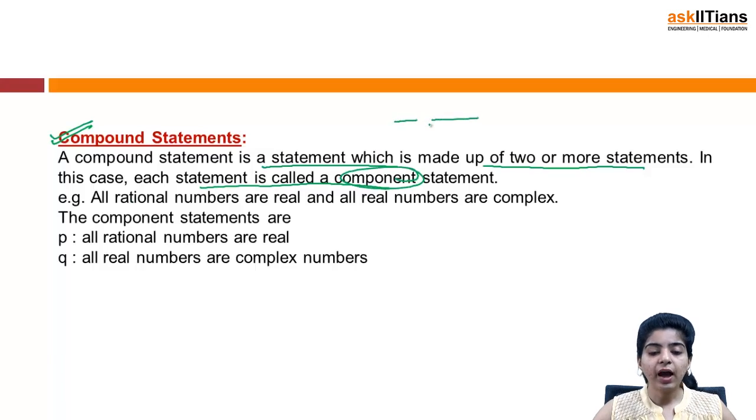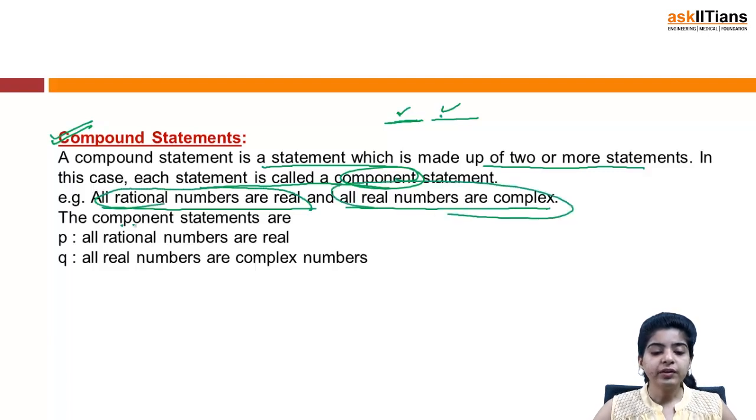That means suppose I have a compound statement, it will be made up of two or more statements. Then each of these statements will be termed as a component statement. For example, all rational numbers are real and all real numbers are complex. So this is obviously a compound statement because it is a combination of these two statements.